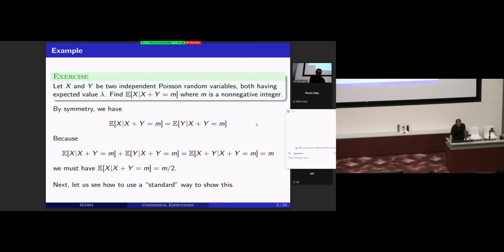If we just change their names, then this expression should look like this. So it should change nothing, so they must be equal. This is why we must have this result: the conditional expectation of X must be equal to the conditional expectation of Y. So this is the first property we just derived. And then let's think of the sum of those two guys.